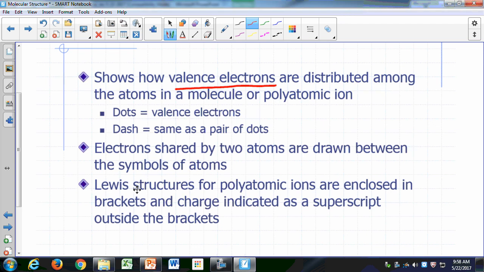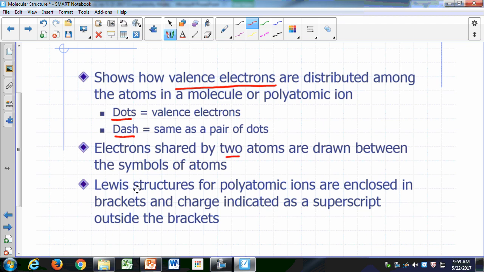Valence electrons, if you recall, are the outermost electrons of an atom. So only those electrons are actually involved in covalent bonding that you find in molecules or polyatomic ions. So we're going to represent valence electrons by dots. One dot is one valence electron. Now you may use a dash or a line to represent a pair of dots. Electrons shared by two atoms are drawn between the symbols of the atoms.